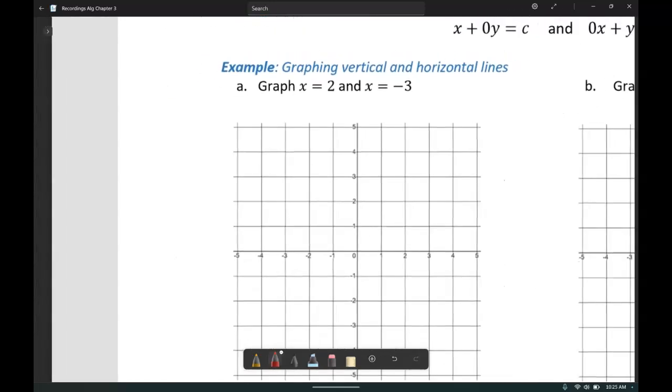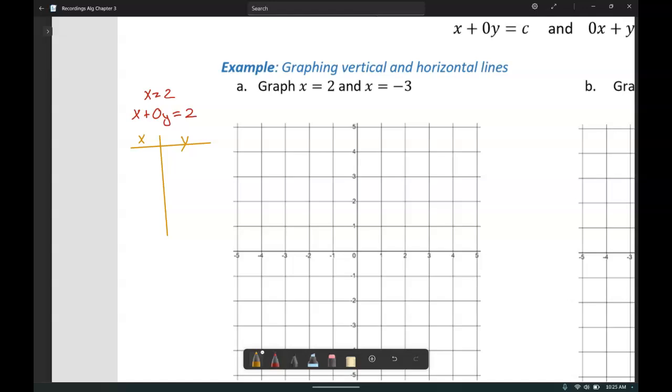Let's start with the graph of x equals 2. We could expand this into x plus 0y equals 2, which allows us to see what happens when we pick some values to graph. Let's start with an xy chart. And the way that we can interpret this is that x always has to equal 2. No matter what our y value equals, x has to be 2. So let's pick some values for y.